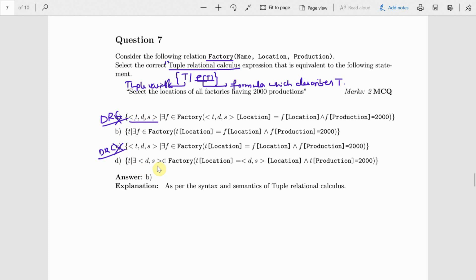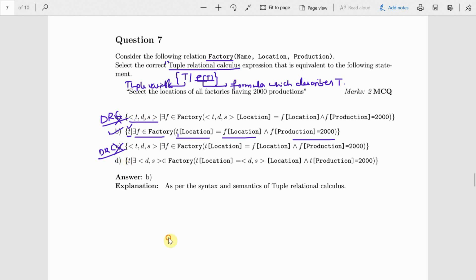Now coming to option B. What do we want in the output? T. T is a tuple. There exists F belonging to factory. Perfectly right. And what do we want in the output? Locations in the output. So F location is assigned to T. What is T? T is my output. And production equal to 20,000. The condition is perfectly right. F production is 20,000. So the answer for this question is option B.